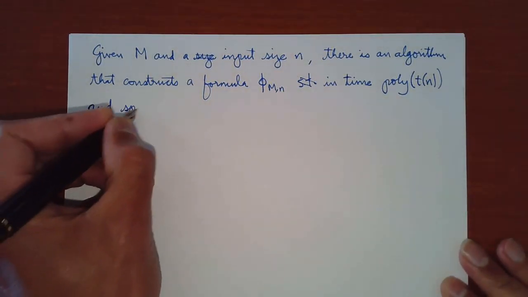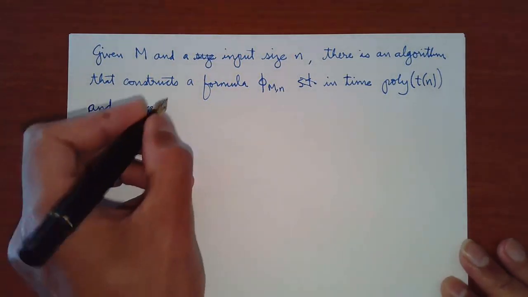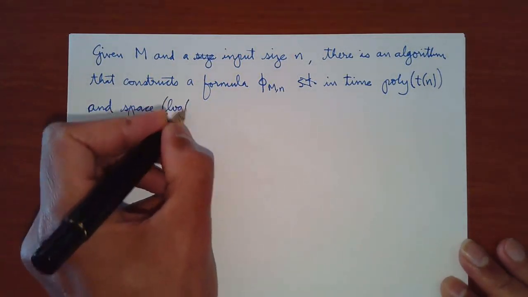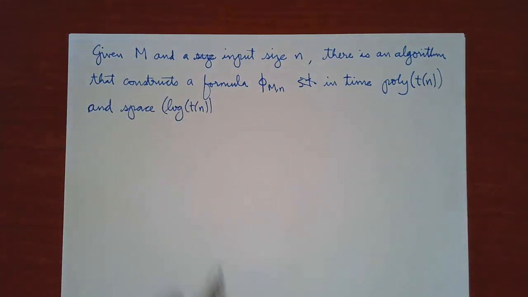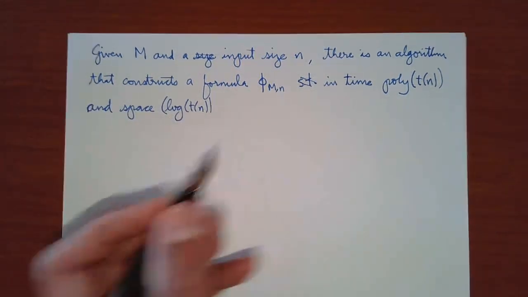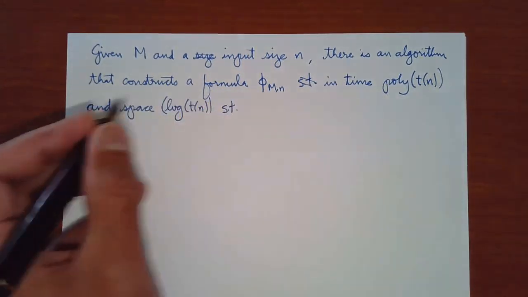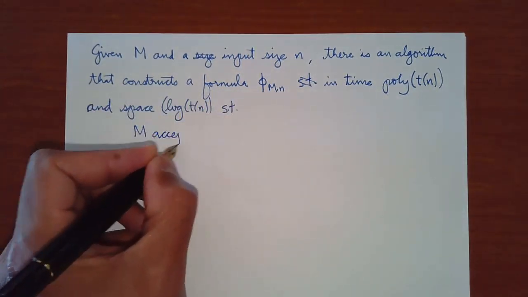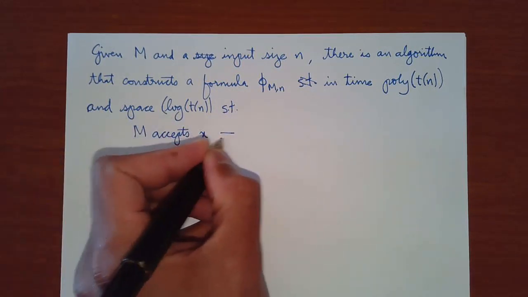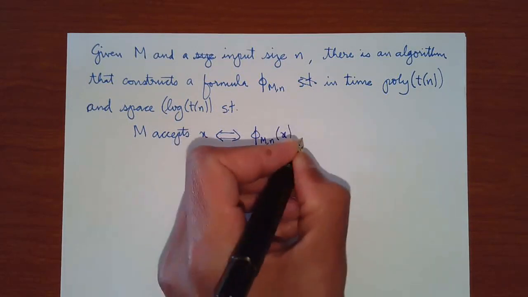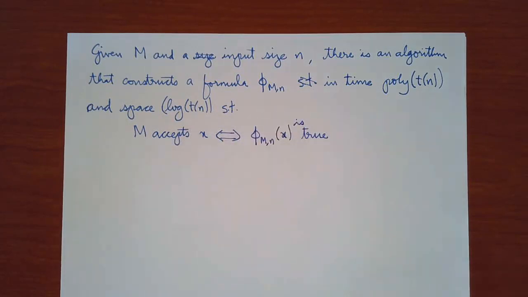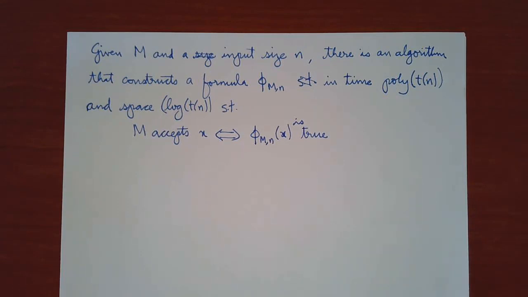and space log of Tn. So it's a log space machine that runs in polynomial time, and it's going to construct this formula such that m accepts x if and only if phi of mn x is true. So far so good. Any questions about this? Okay, is this clear?